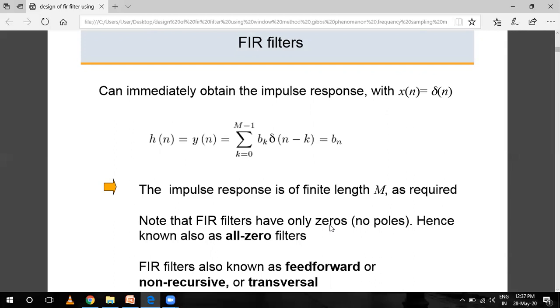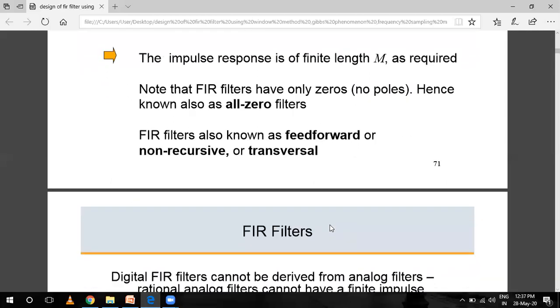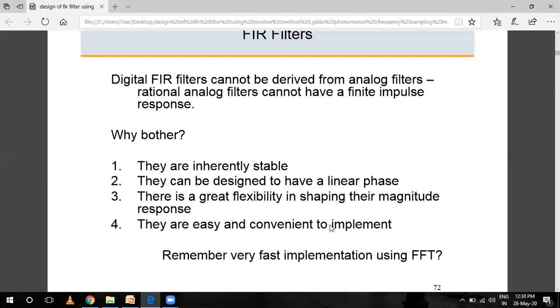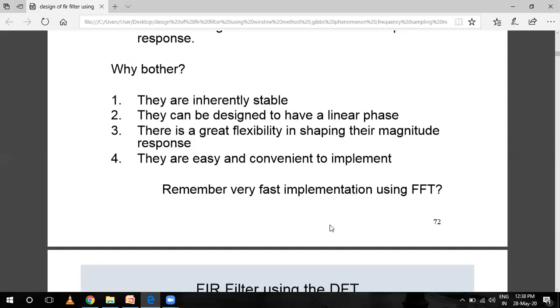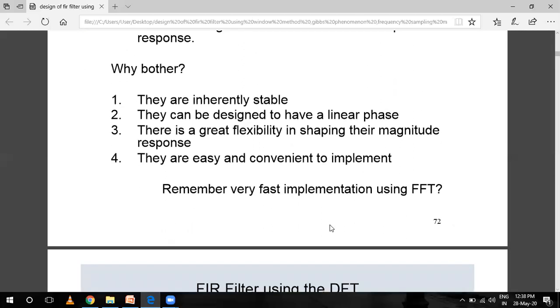FIR filter is also known as a feed forward, non-recursive or transversal filter. A digital FIR filter cannot be derived from an analog filter. A rational analog filter cannot have a finite impulse response. Why bother? Why are we studying digital FIR filters? Because they are inherently stable. They can be designed to have a linear phase. There is great flexibility in shaping their magnitude response, and they are easy and convenient to implement.